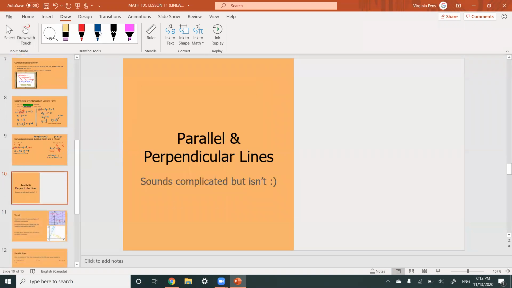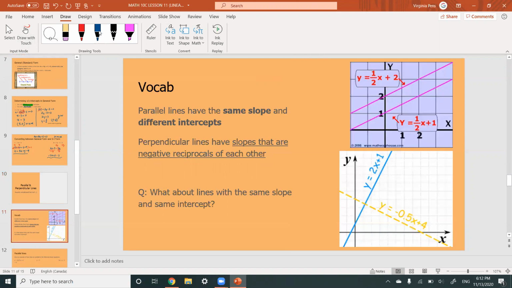Okay. Parallel and perpendicular lines. Sounds complicated, but it really isn't. So let's start off with a bit of vocab. Parallel lines have the same slope and different intercepts, while perpendicular lines have slopes that are negative reciprocals of each other.